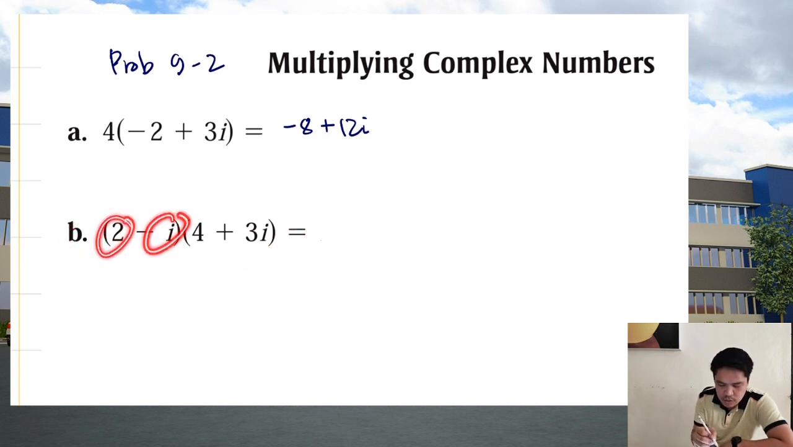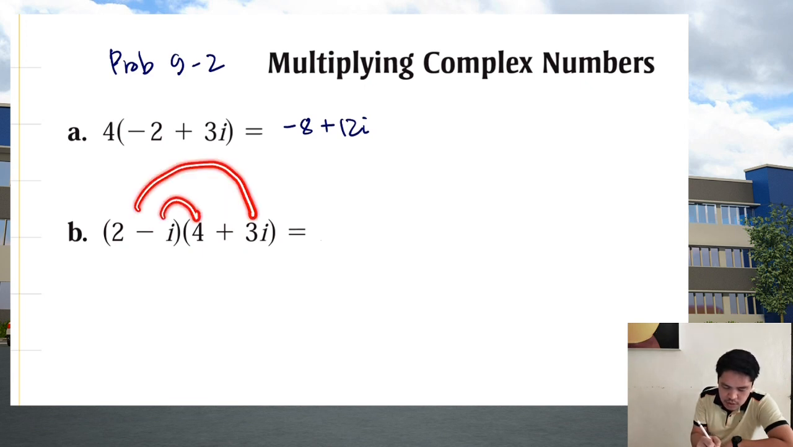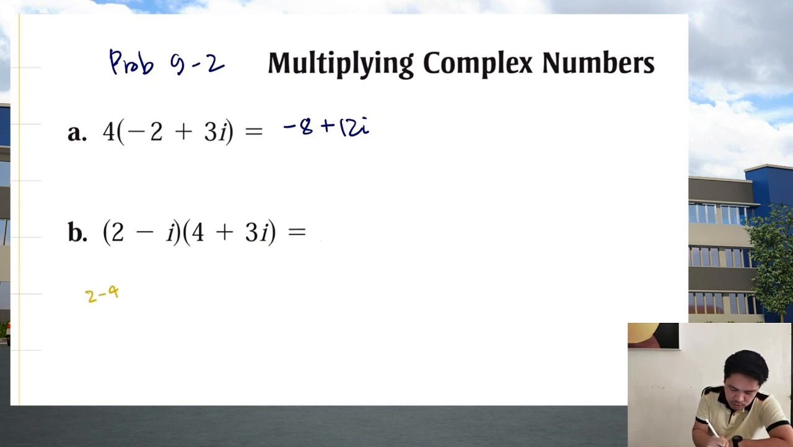For the second problem, we treat this as binomial. First term, second term, first term, second term. So two sets of binomials multiply to each other. So again, we'll use FOIL: first, outside, inside, and last. Or usually, we do it like this. That would be 2 minus i and 4 plus 3i. Then we multiply like that.